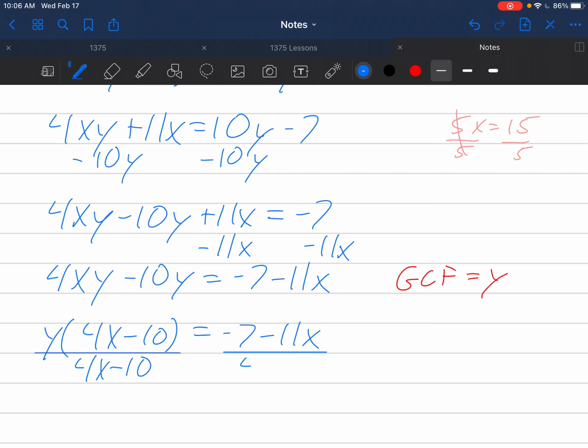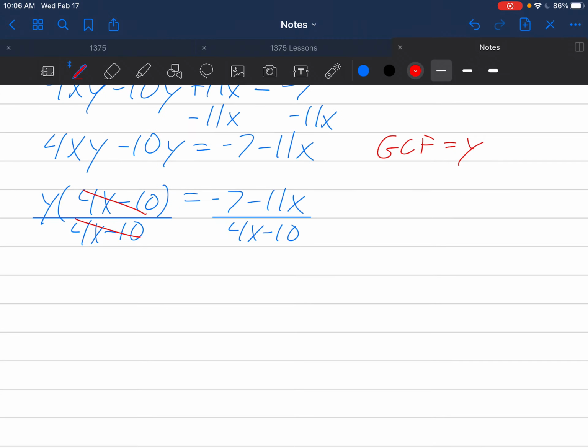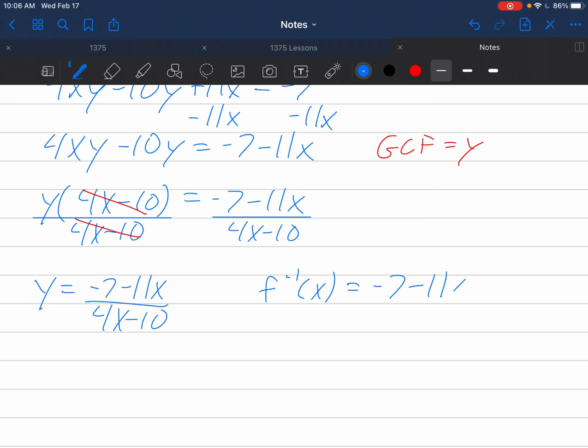So we divide everything by 4x minus 10. That's going to cancel out, divide out to 1 over there, and leave us with y equals negative 7 minus 11x divided by 4x minus 10. And this, in fact, is our inverse. f negative 1 of x is equal to negative 7 minus 11x divided by 4x minus 10.